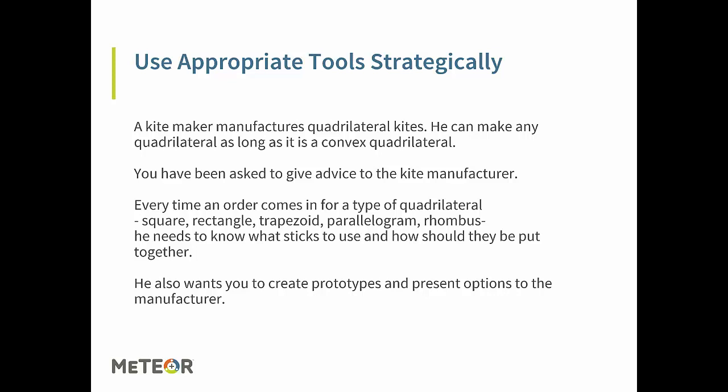Every time an order comes in for a type of quadrilateral, square, rectangle, trapezoid, parallelogram, or rhombus, he needs to know what sticks to use and how they should be put together. He also wants you to create prototypes and present options to the manufacturer. Students are required to use models and rework designs in order to solve. Students are given sticks and other mathematical tools, a compass, a protractor, rulers, patty paper, to work with in order to create prototypes and present options to the manufacturer.